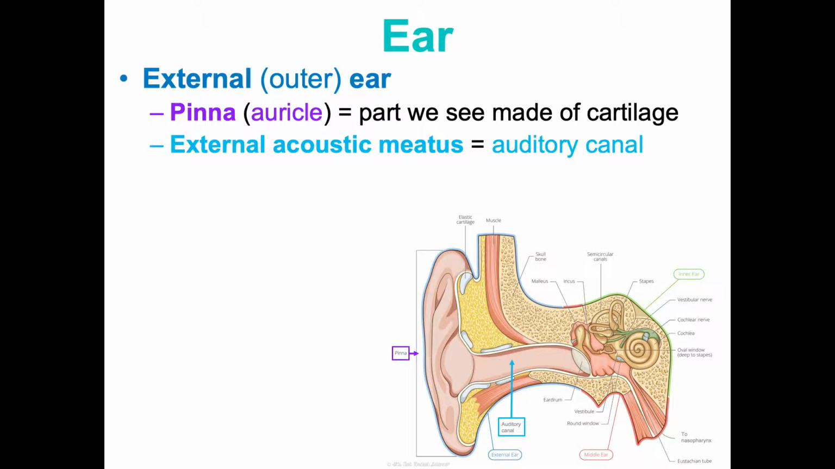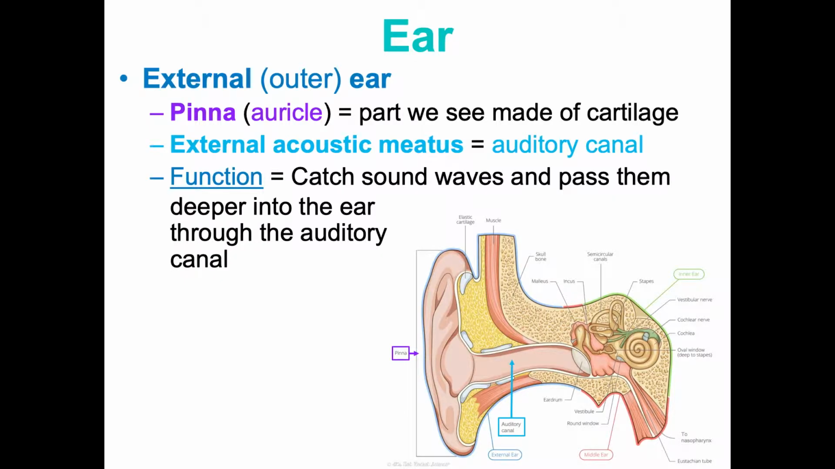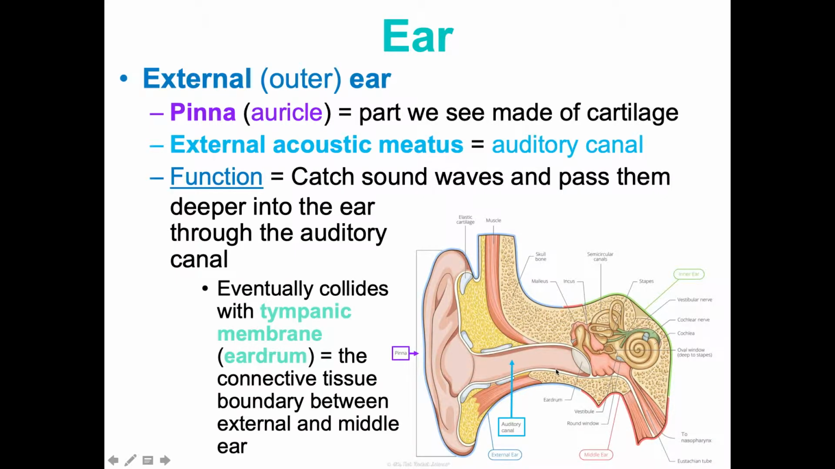That's usually where you're probably sticking a Q-tip to clean some earwax out. The function of our outer ear is to catch sound waves and then pass them deeper into the ear through the auditory canal, which we see pictured here. So we're just going to send them this way. Eventually, it's going to collide with the tympanic membrane, which is just a fancy way of saying your eardrum. And your eardrum is just a connective tissue boundary between your external ear, or your outer ear, and your middle ear. So that's all that is right there.